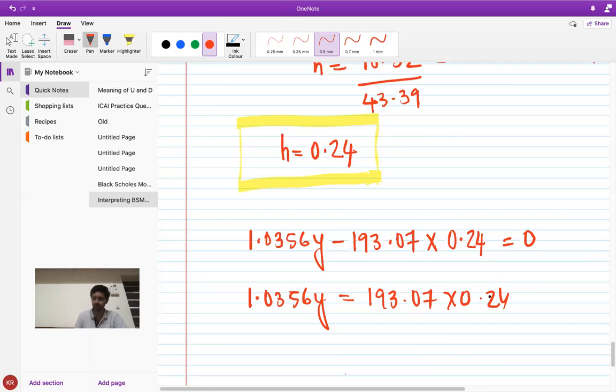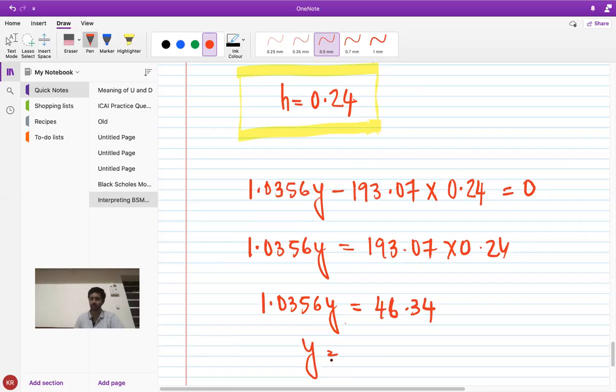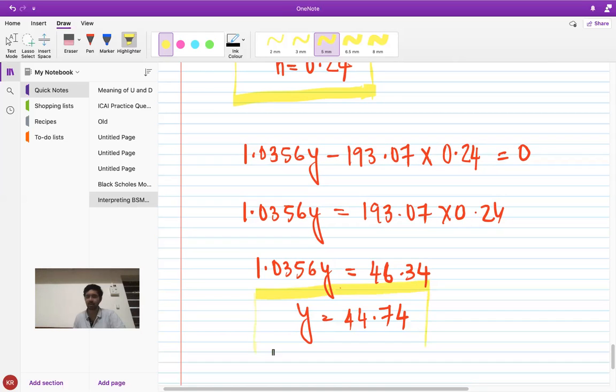193.07 into 0.24. If you want a precise answer, maybe you guys can take up to the third or the fourth decimal, but it's not going to make much of a difference. And that is the reason I'm proceeding with the same. I am getting 46.34, and y is going to be 46.34 divided by 1.0356 equal to 44.74. Okay, so y is equal to 44.74.